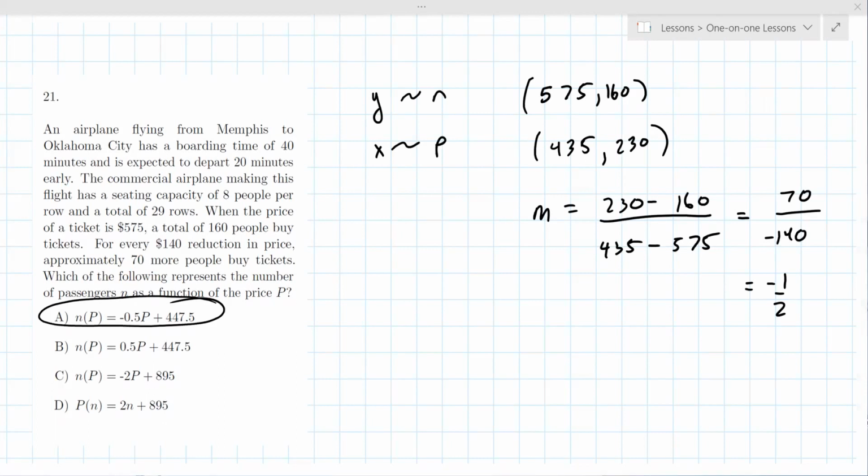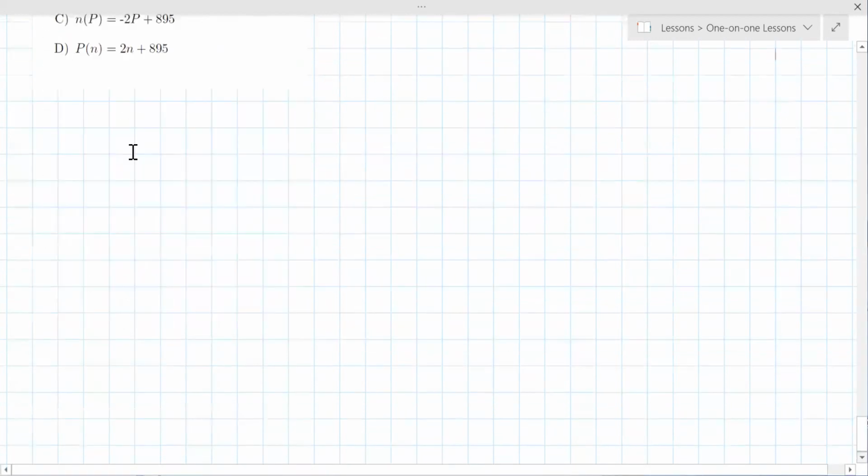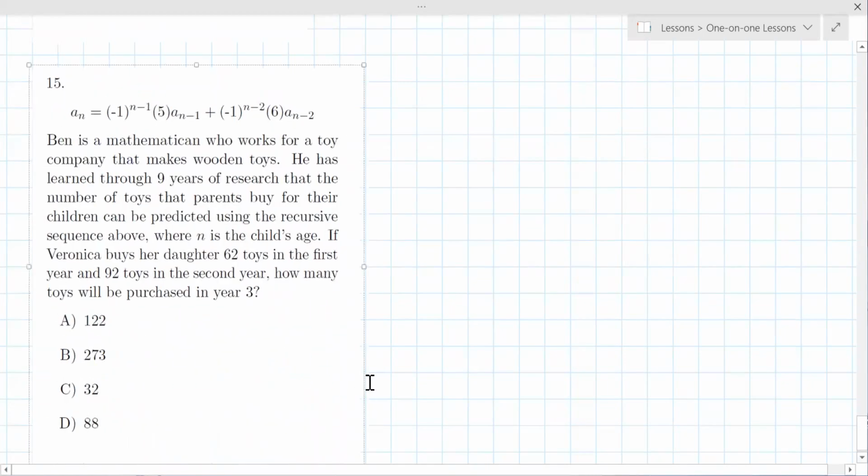And that's just extracting information from a problem and coming up with the equation of a line. I don't think we've done recursive sequences yet. No. I don't know what those are, so. All right, you will when you see this. I'm sure you've had this in one of your classes already.